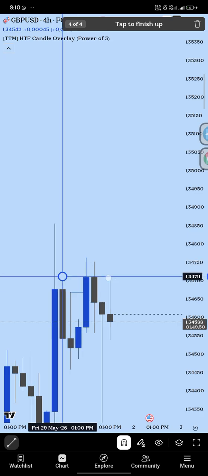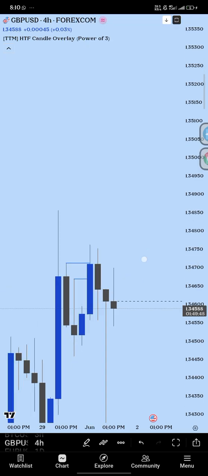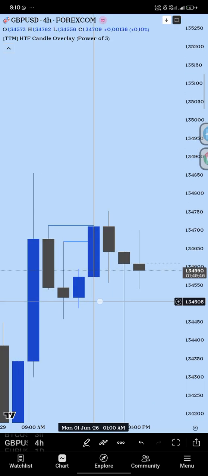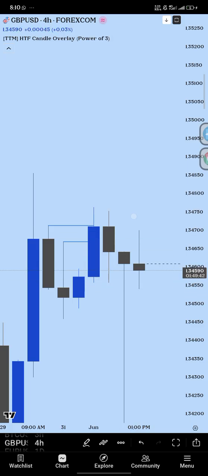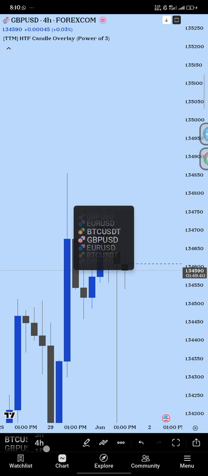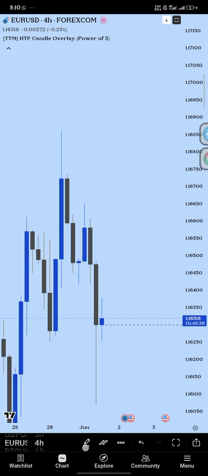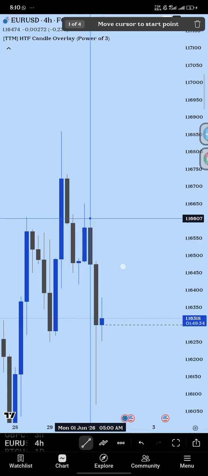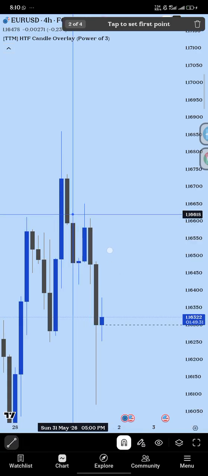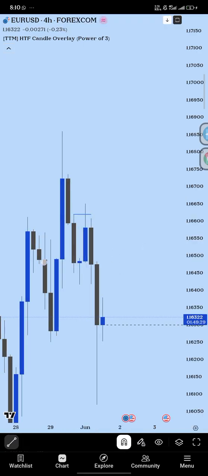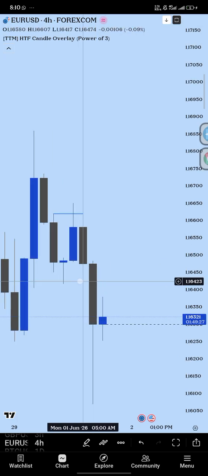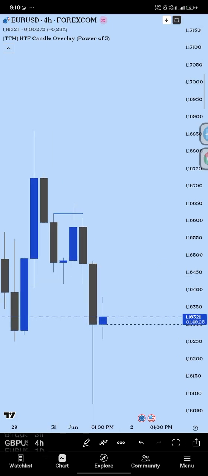So this was my draw on liquidity. I was expecting to trade this candle. So this candle moved without giving an entry. Same thing on Euro USD. I was expecting to trade this candle, making here my draw on liquidity. We did not get that.